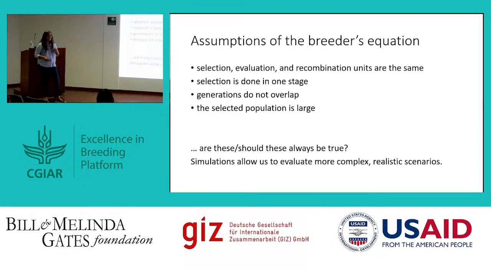It assumes that selection is done in one stage. It assumes generations don't overlap. And it also assumes your selected population is pretty large. So in practice, for example, this one means that the breeder's equation doesn't really take into account effects of inbreeding, that potential reduction of genetic variance.